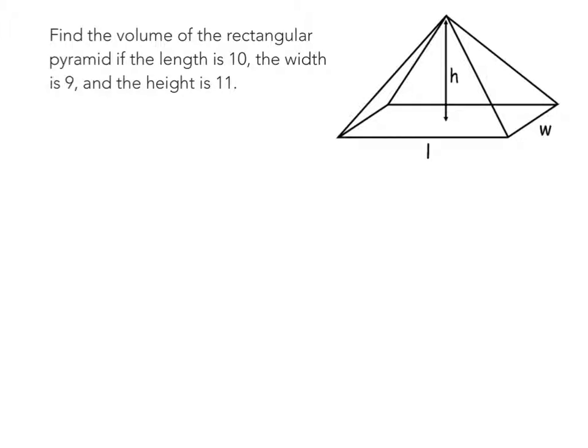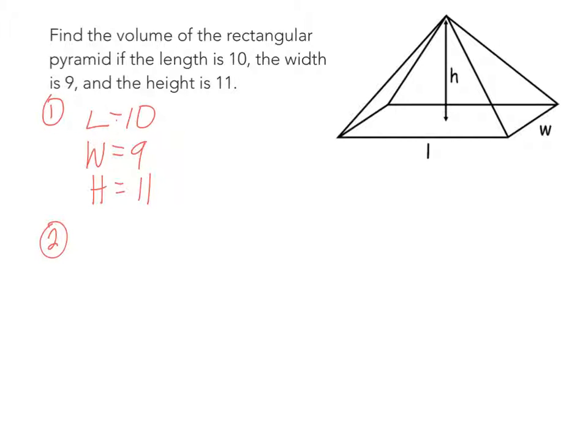So here we're asked to find the volume of a rectangular pyramid if the length is 10, the width is 9, and the height is 11. So first we need to identify our important information. Step 1, the length is 10, the width is 9, and the height is 11. Step 2, use the appropriate formula.